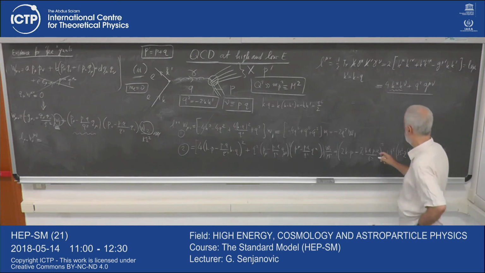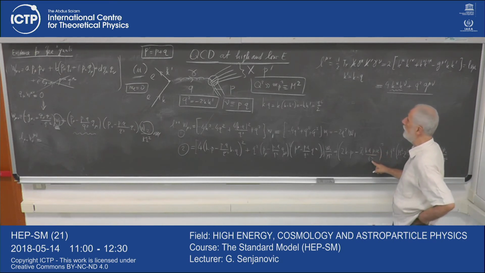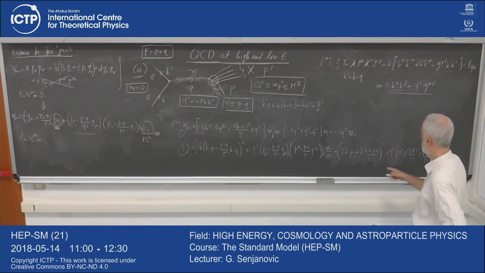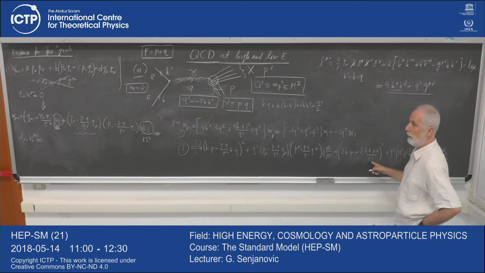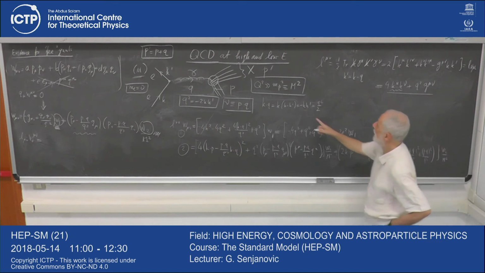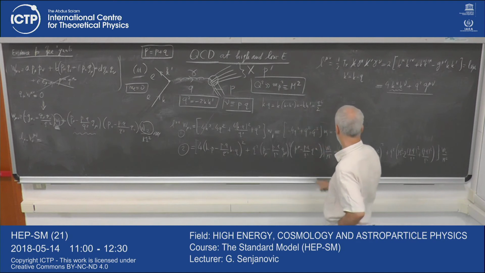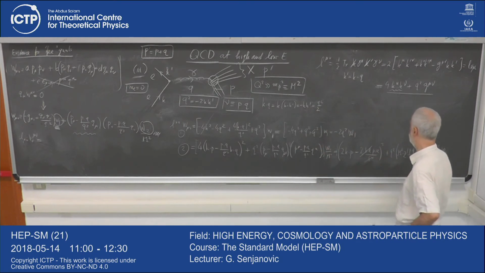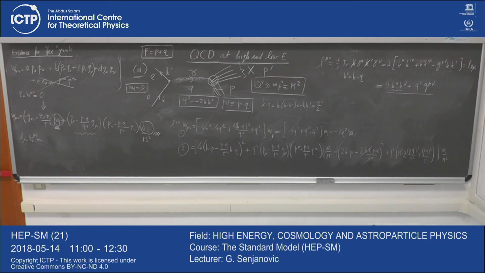Okay, but notice I have K times Q over Q squared. That's minus a half. No, a half. Right? 2K dot Q over Q squared is 1. So this is 1. These two disappear.